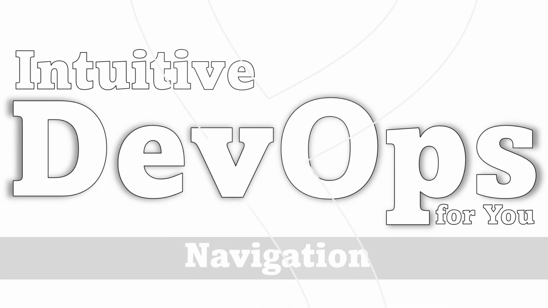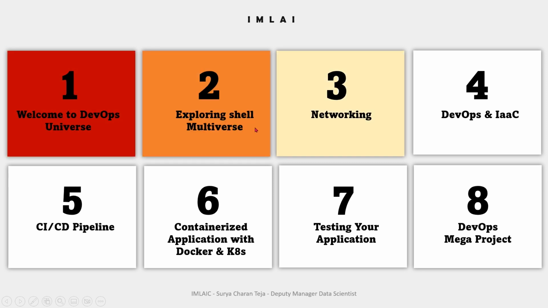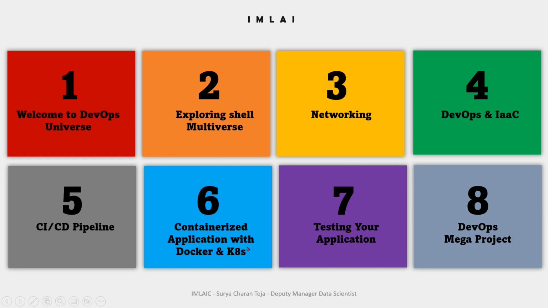So here we are going to look into the way to navigate through this complete course. This course consists of 8 modules: welcome to DevOps Universe, exploring shell multiverse, networking, DevOps IAC, CI/CD pipeline, containerized application with Docker and K8s, testing your application, and DevOps mega project, and one bonus module. So this intuitive DevOps for you course consists of 8 modules.